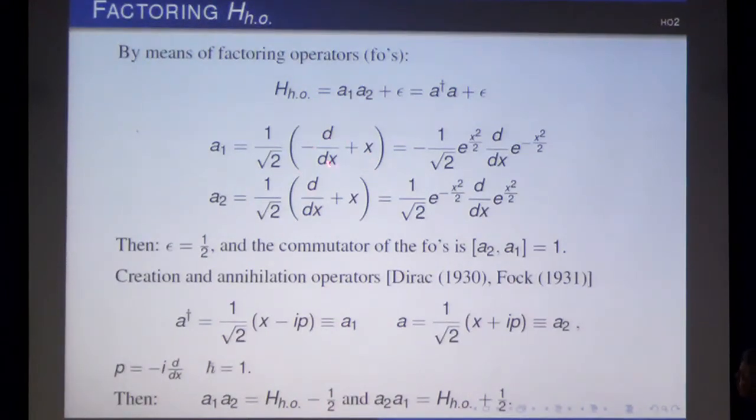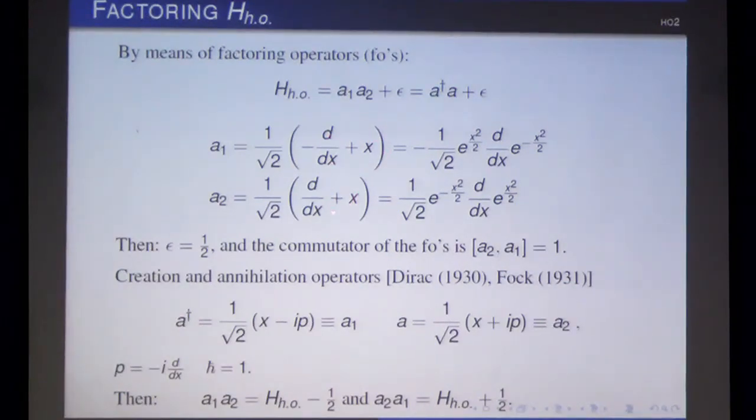You see here the operatorial part, and this non-operatorial part, this X here, is in fact a Riccati solution. This is one of the simplest cases of factoring. In this case, the factorization energy here is practically 1/2. The commutator comes out to be one.